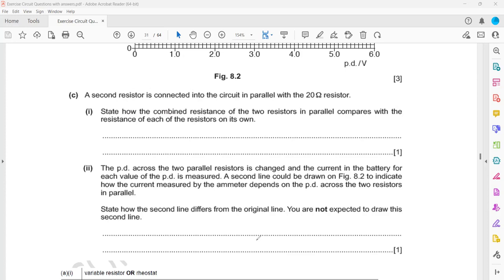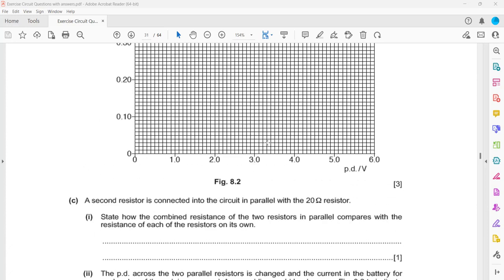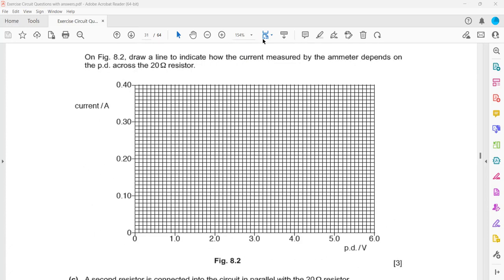And how will the second line differ? It will be curved if there was a filament, or if it is a thermistor, then it will be a curve. But this was the first graph, which was having a resistance of 20. If we have another resistor of 10, then for a 10 ohm resistor we'll have a much steeper graph, as compared to 20 ohm, because the slope is representing reciprocal of R. It will be curved if we have a filament.